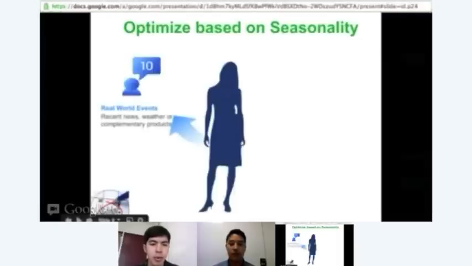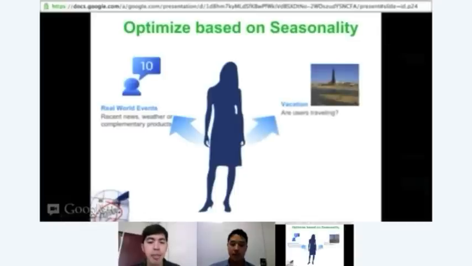Sure, and as pointed out before, you definitely want to make sure that you can optimize based on seasonality. Again, those are the external events that might affect the performance of your AdWords account. So something to consider would be real world events. If you're selling a product like umbrellas, and you know that it's going to be rainy in the location where you're actually selling that product, you might want to focus more on that campaign. You might want to add a couple more keywords.